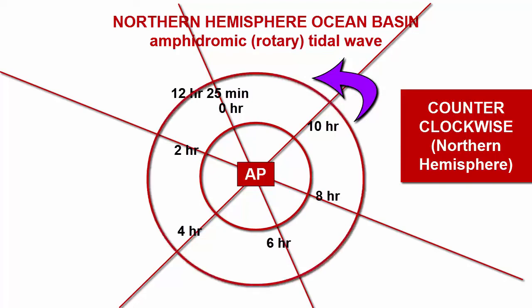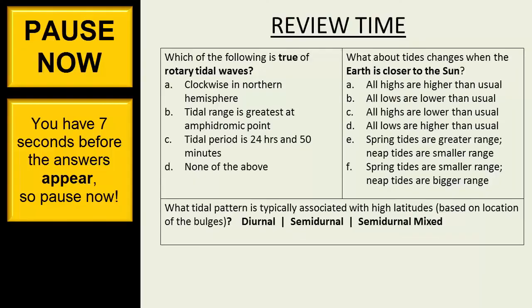Next, we add the co-range lines as concentric circles, and we label them with increasing tidal ranges as we move outward from the amphidromic point. Pause now.